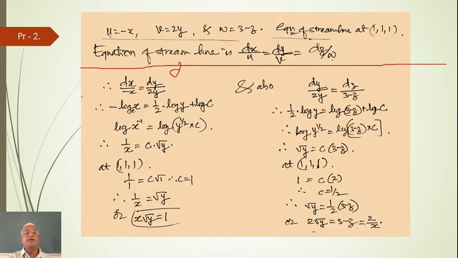Now we'll start. The equation of the streamline is given by, if you just recall or go back to the pages and see, dx by u is equal to dy by v. Now u I'll take from here, v I'll take from here, and then write dx by minus x equal to dy by v, which is 2y.